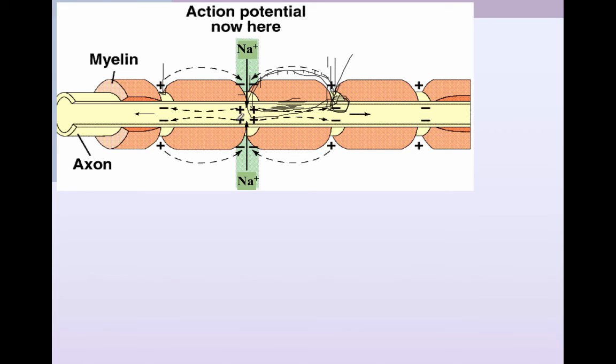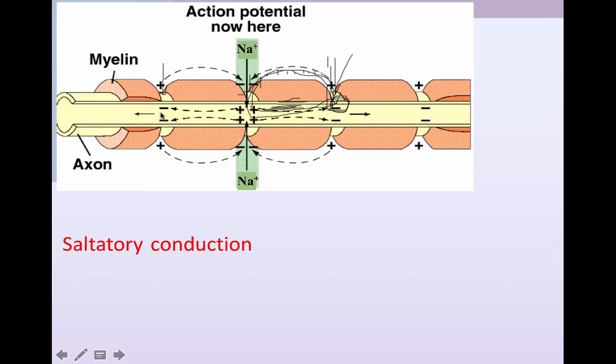How long does it take? What is the speed at which action potentials move along a myelinated axon compared to an unmyelinated axon? And you might pause the video and see if you can remember. And the answer is that an action potential can be conducted at about 200 miles per hour down a myelinated axon, whereas in an unmyelinated axon it only goes at about 2 miles per hour.